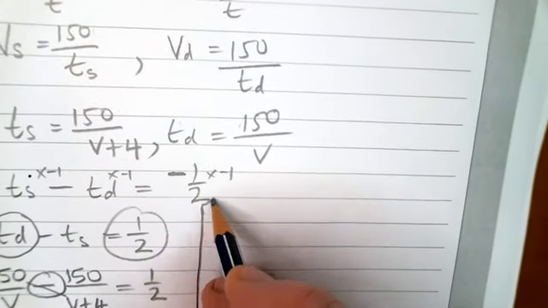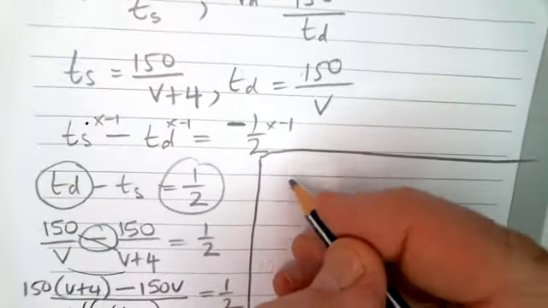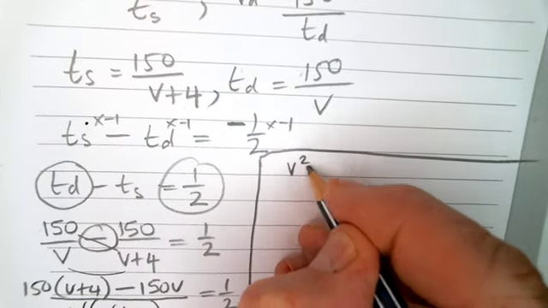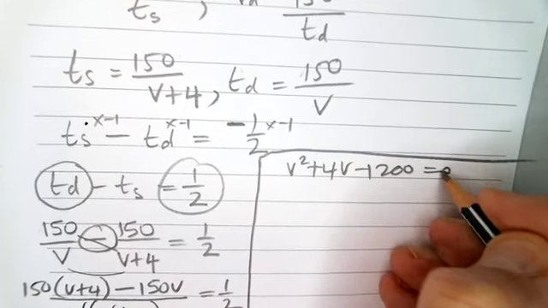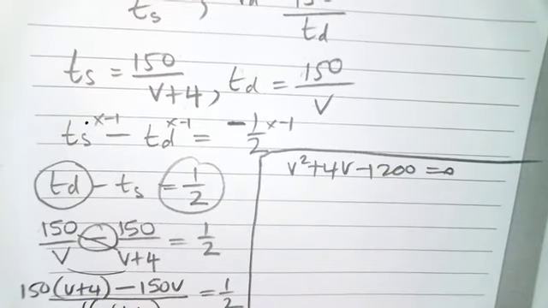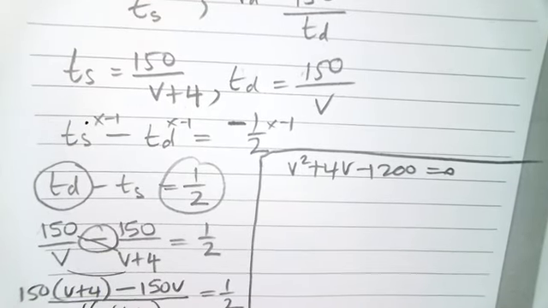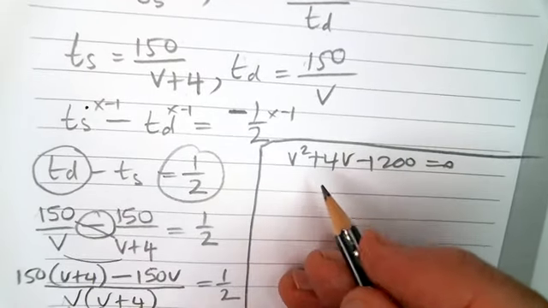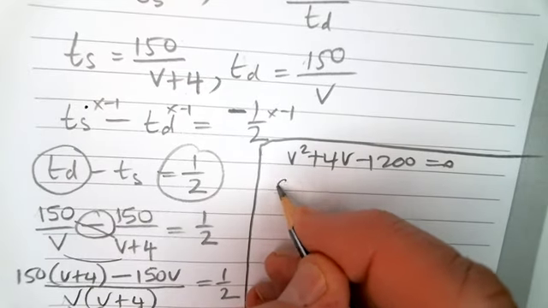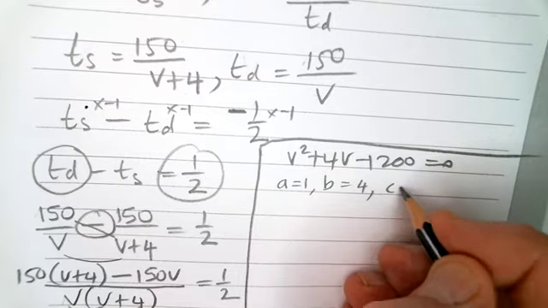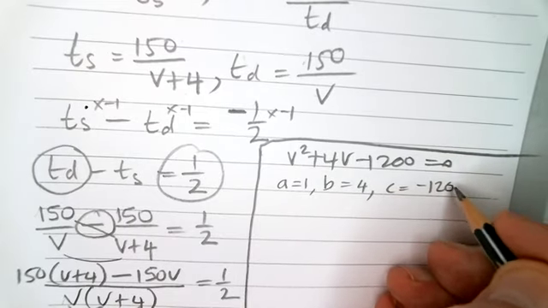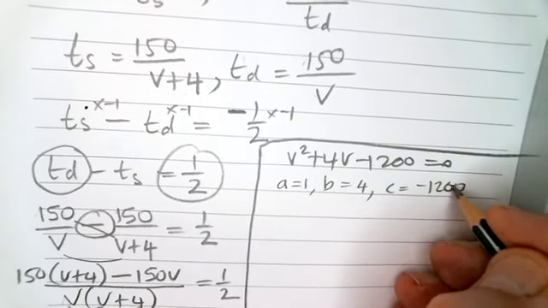So let's restate the equation we had, which was v squared plus 4v minus 1200 is 0. And let's go ahead and, I think I'm going to change my pencil here. That was a bit blunt. This one here, we're going to have a is equal to 1, b is equal to 4, and c is equal to negative 1200. 0s, not 6s, by the way.